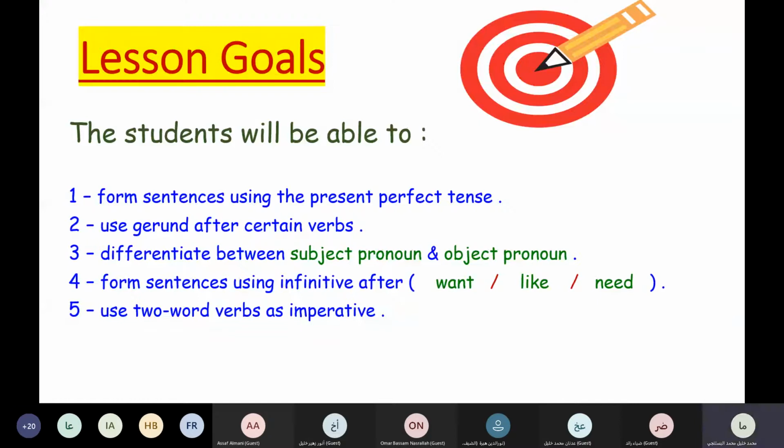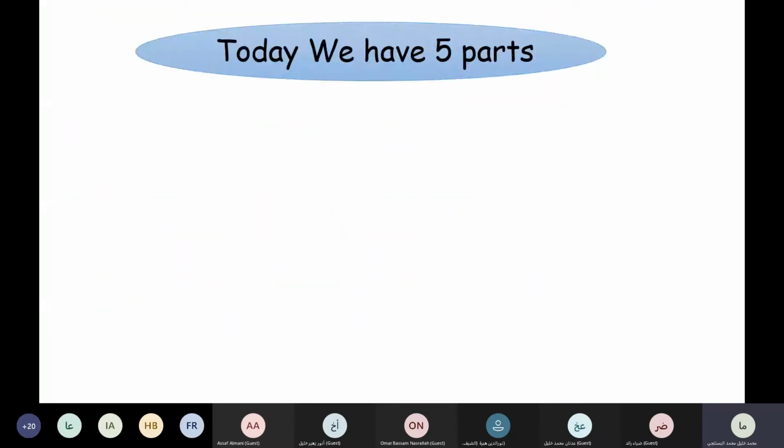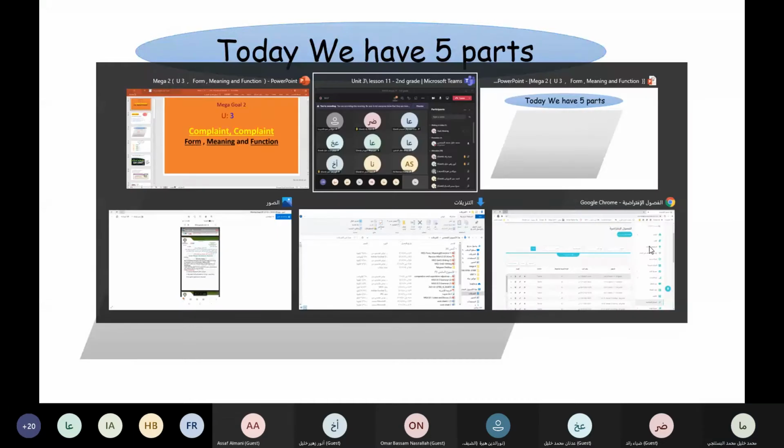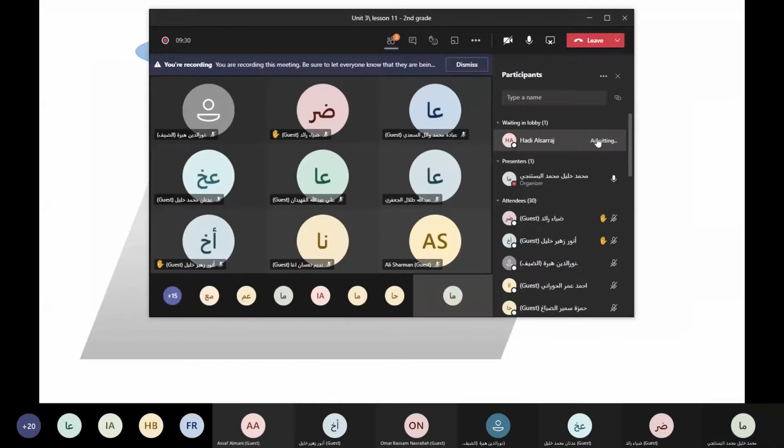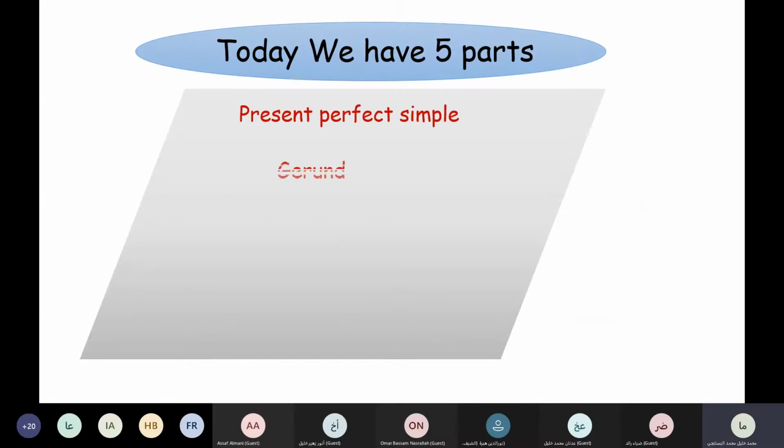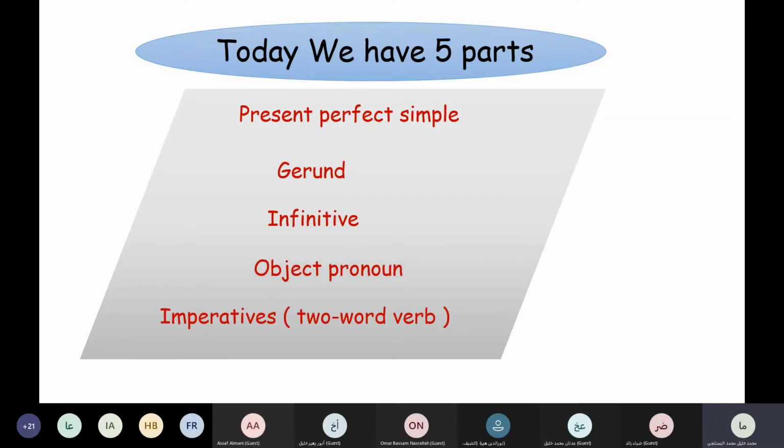Here we are going to form sentences using the present perfect tense, use gerund after certain verbs, differentiate between the subjective pronoun and objective pronoun, form sentences using infinitive after want, like, need, and use two-word verbs as imperative. Today we're going to talk about these two points, the present perfect simple and gerund. The infinitives, the objective pronouns, and imperatives, tomorrow we are going to talk about them.